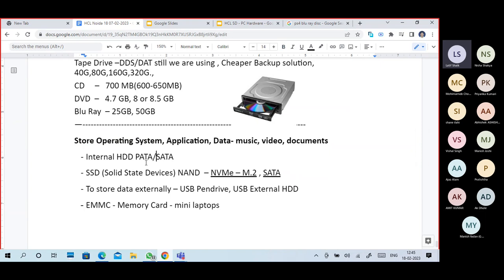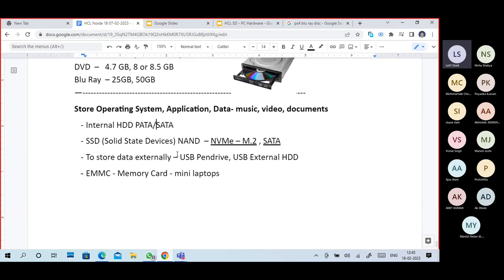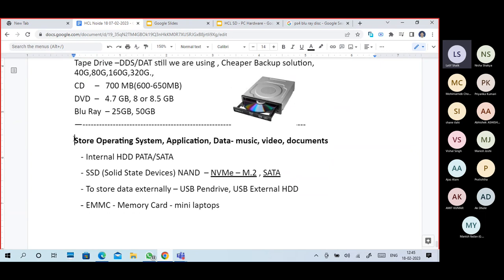Okay, storage. A few more points, guys, just to generalize. You want to store the operating system, applications, and data, like music, video, documents. Where will we store it? Generally in our internal hard disk. So there is a SATA type of hard disk, a PATA type of hard disk, or you can store in SSDs.